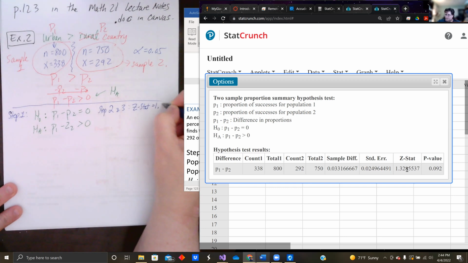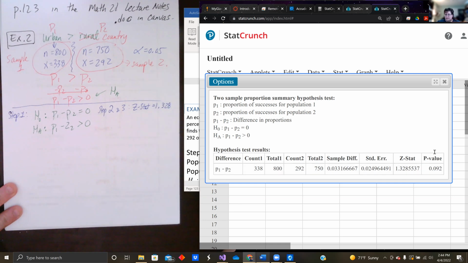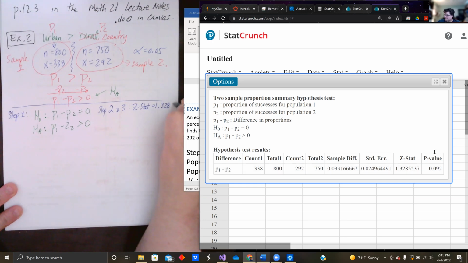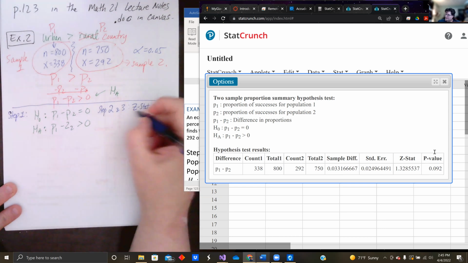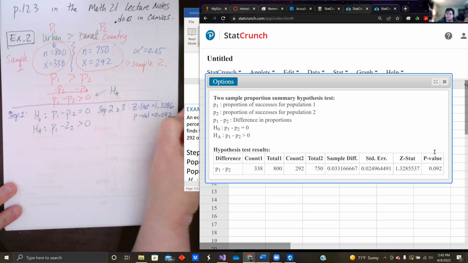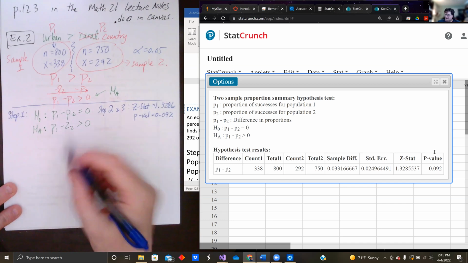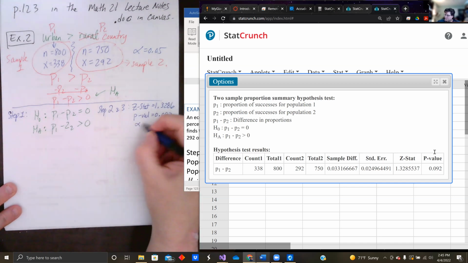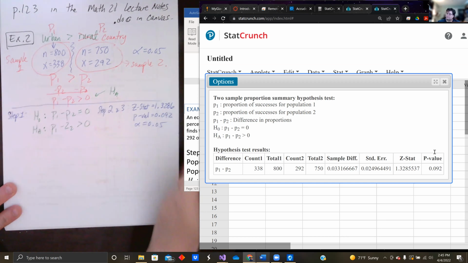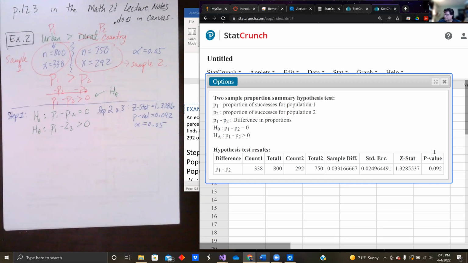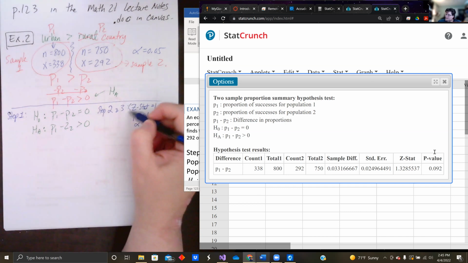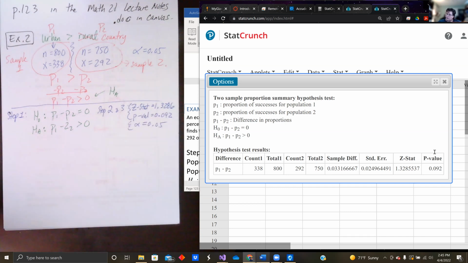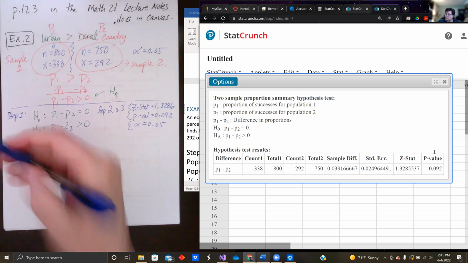I've got the Z-stat is 1.3286. The p-value is 0.092. And I already have alpha written down up here. Alpha is 0.05. So this is like step 2 and this is step 3, but it can go in either order at this point. But we need both of those pieces of information for step 4.